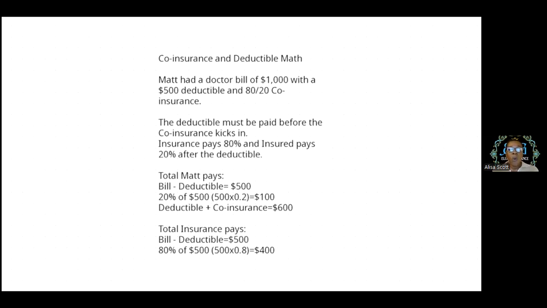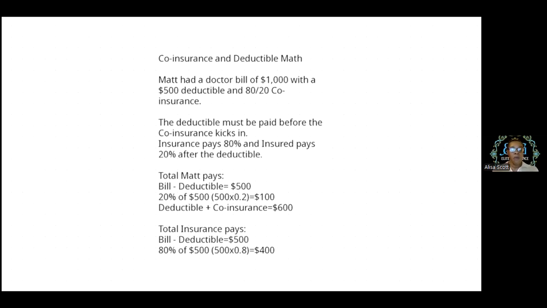You need to know what each number in the co-insurance split means, what it represents. In this particular case, you've got an 80-20 co-insurance split. That first number is what the insurance is responsible for. So you've got 80, which means the insurance is going to pay 80% after the deductible is met. The insured or the client is going to pay 20% after the deductible is met. So let's look at that example.